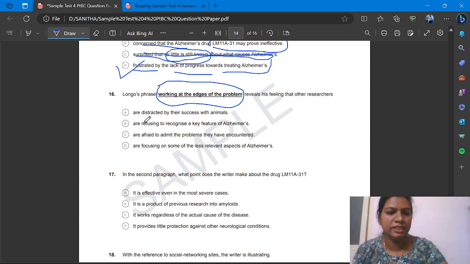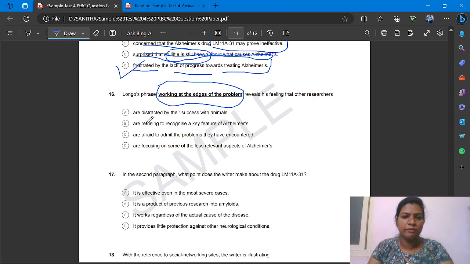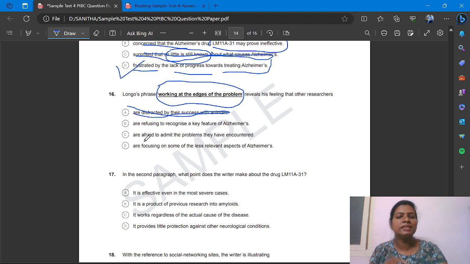Is it anywhere said they are distracted by their success with animals? No, eliminate. Okay, elimination technique. Repeat once more: eliminate unnecessary options. Okay, are refusing to recognize the key features of Alzheimer's? What is the meaning? Are refusing to recognize the key features of Alzheimer's?